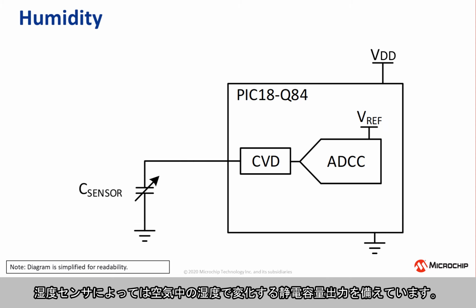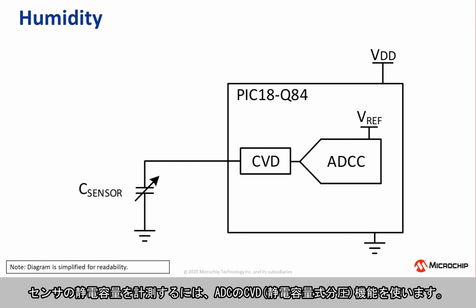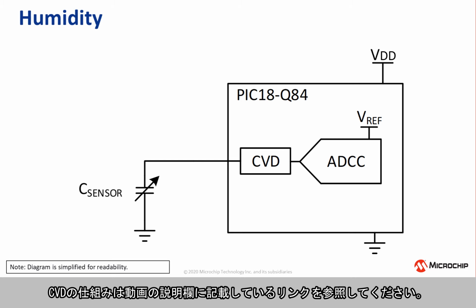Some humidity sensors have a capacitive output, which relates a change in capacitance to the humidity in the air. To measure the capacitance of the sensor, the capacitive voltage divider, or CVD, feature of the ADC is used. You can learn more about how the CVD works in the video description.